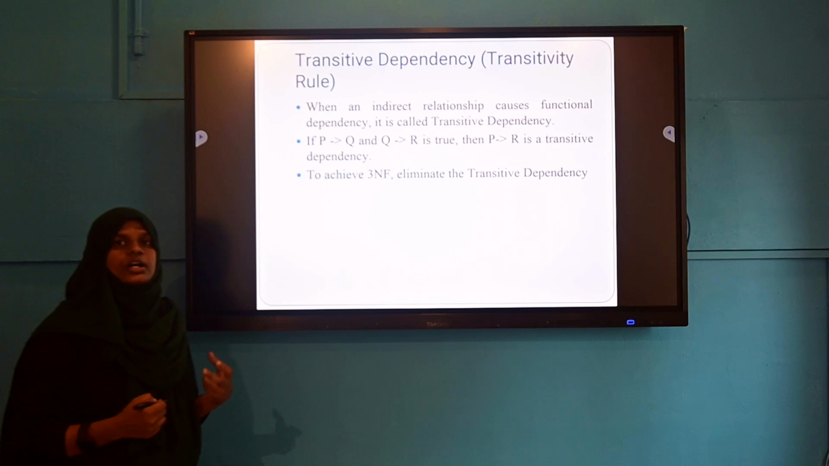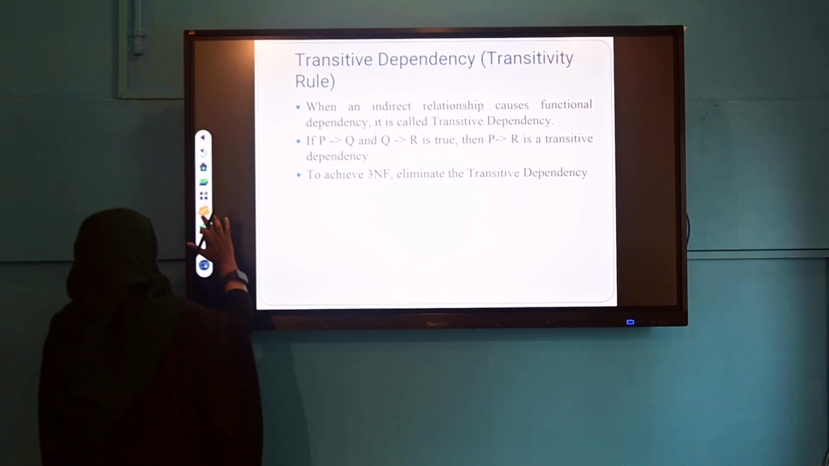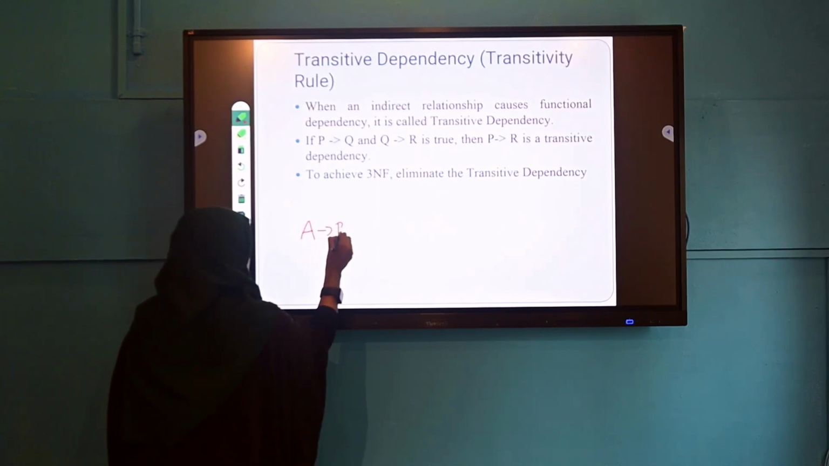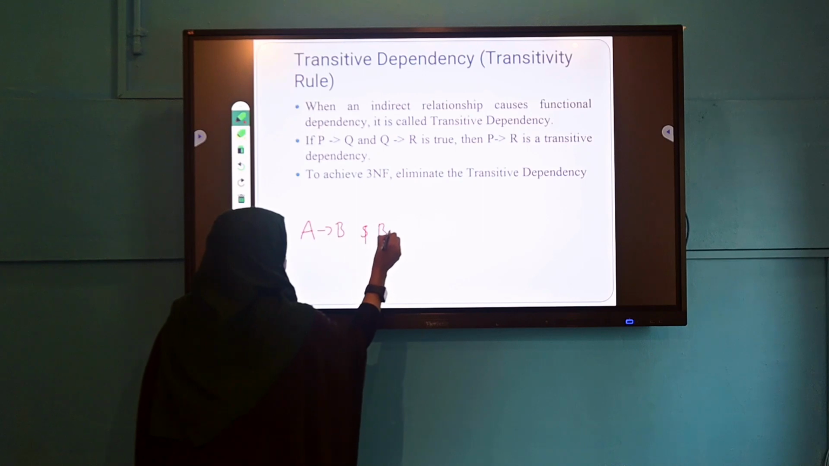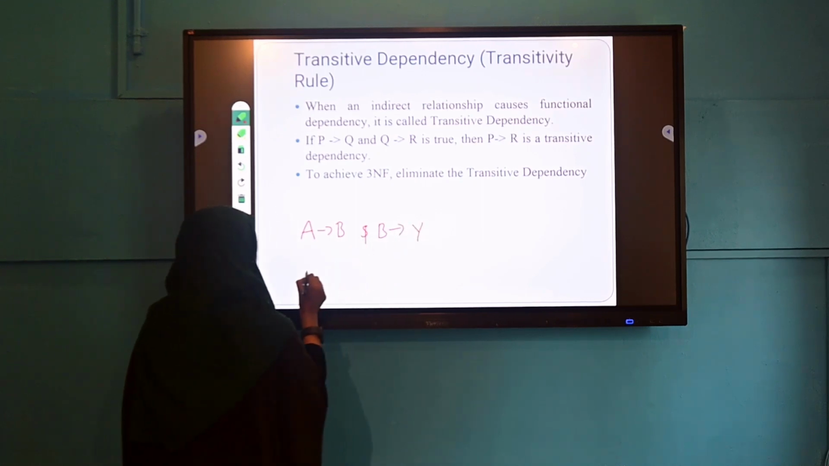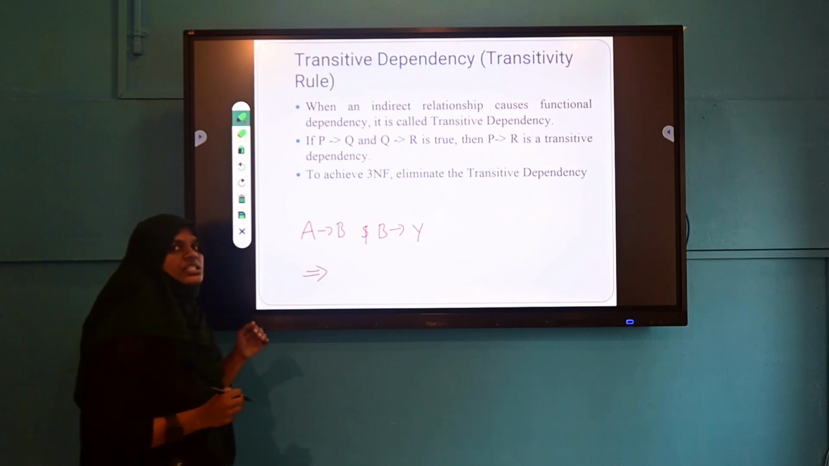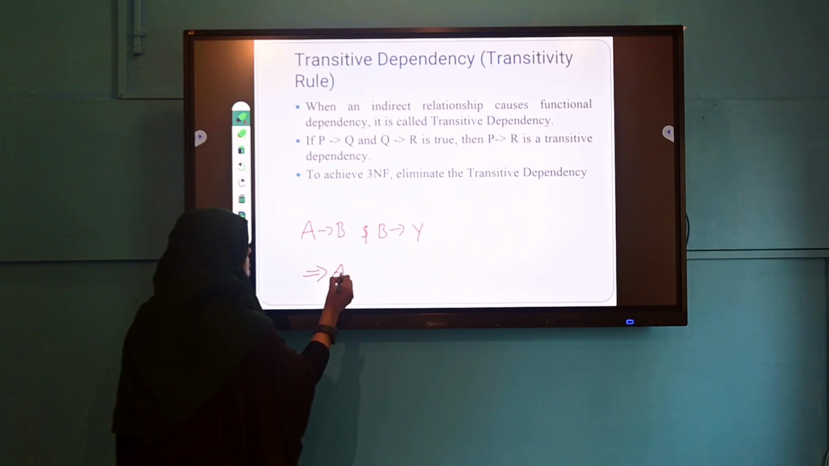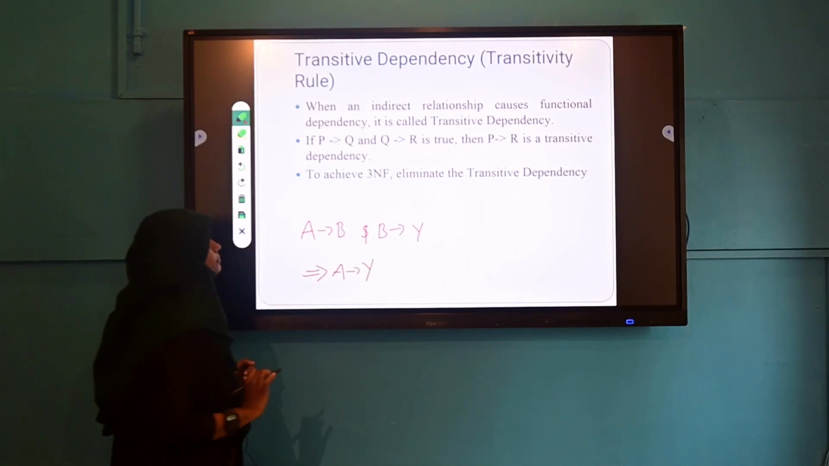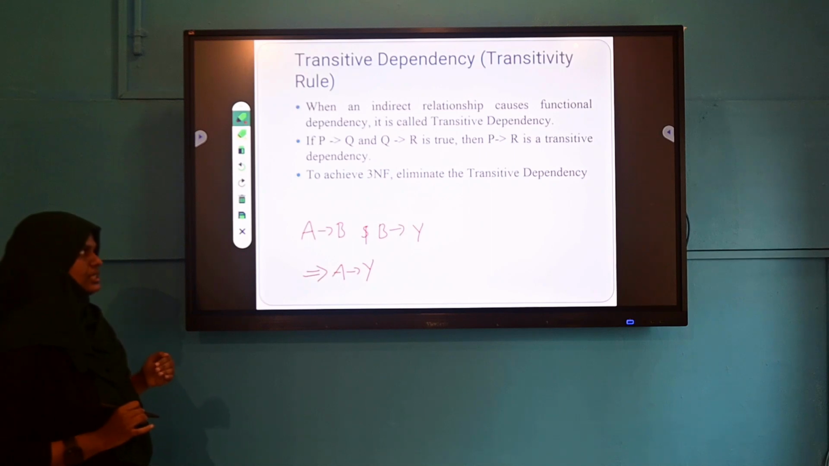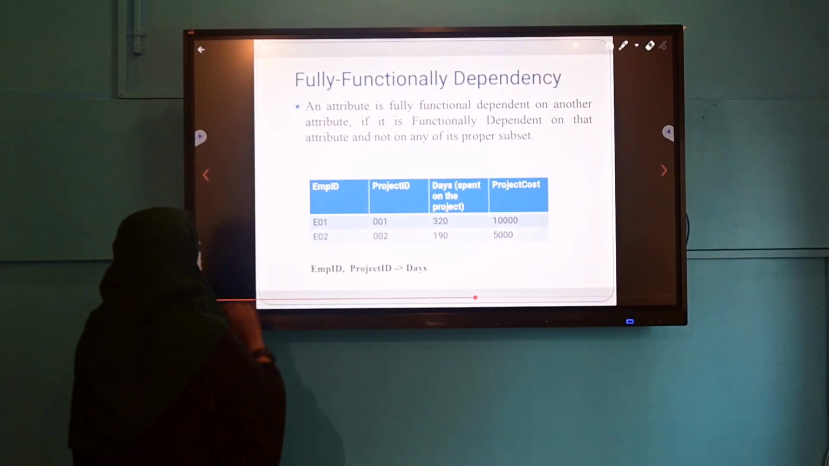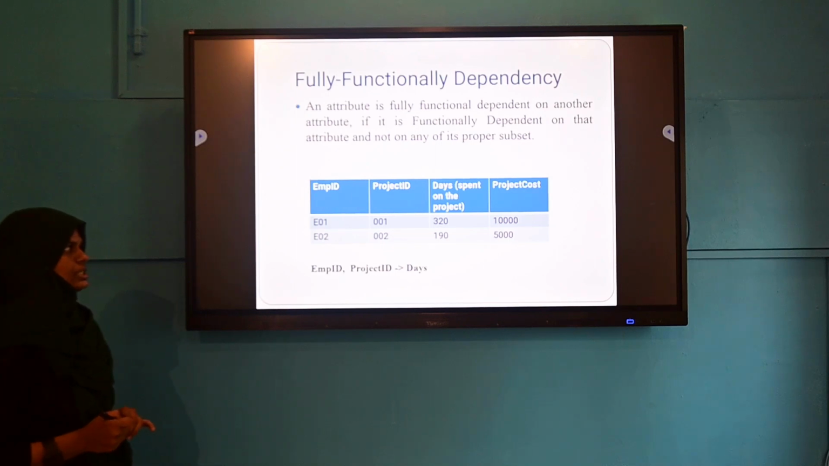If a relation holds 2 dependencies, A gives B and B gives Y, then the same relation holds another indirect dependency, A gives Y. Okay, this is known as transitive dependency. To achieve third normal form, we have to eliminate transitive dependency. Next one is fully functional dependency.